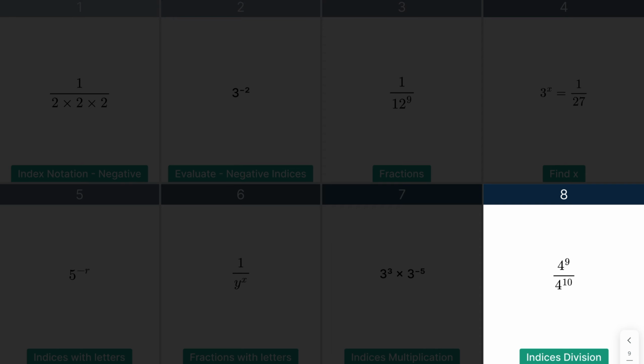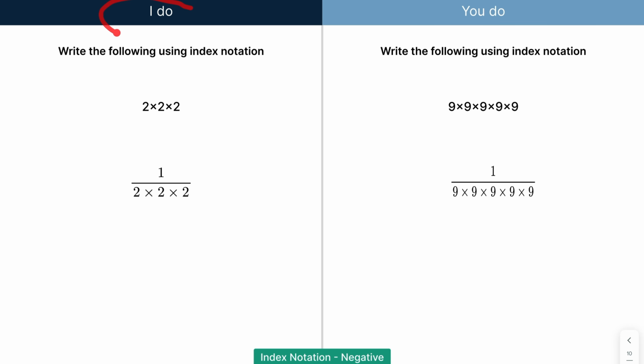find the indices division. So the way my videos work, I'm going to do the example on the left, which is I do. You are then going to press pause and have a go at the example on the right, which is you do. So looking at this first example here, we've been asked to write the following in index notation.